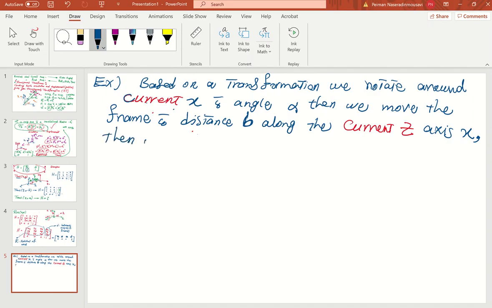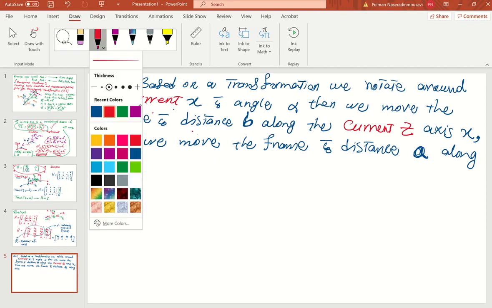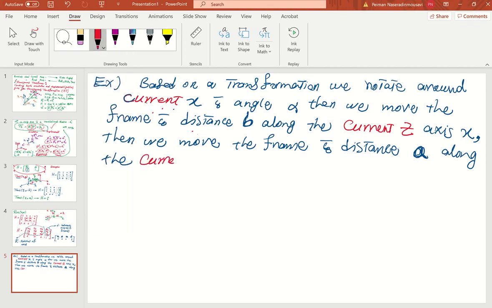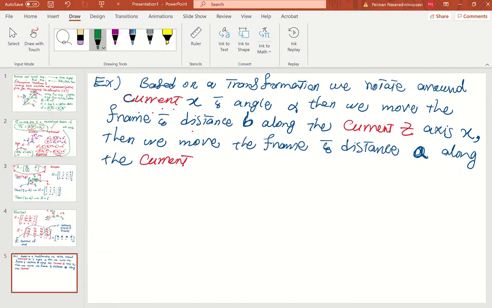then we move the frame that we got to distance A along the, again changing the color, current. Why I'm changing the color? Because we know the sequence of the rotation matrix, how we multiply if you are doing around the current axis or around the fixed axis.